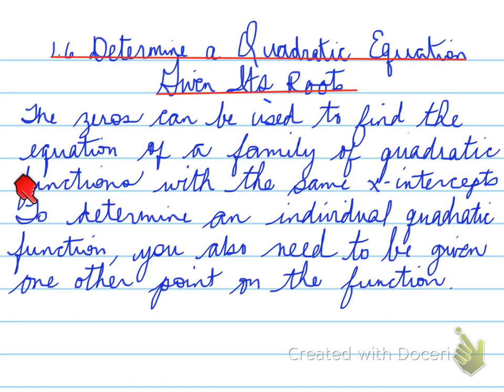Now, if we were to determine an individual quadratic function, you would not only need the zeros, but you would also need to be given one other point on the function.